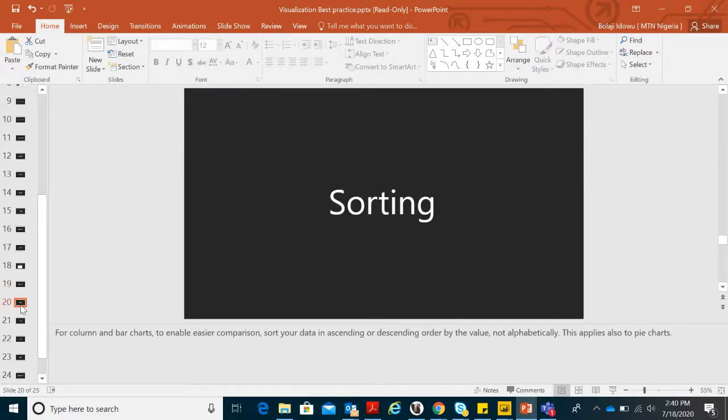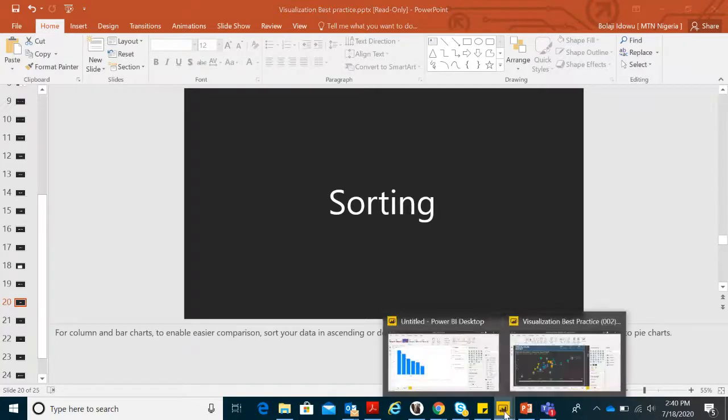Sorting: by sorting, we're looking at the fact that you're sorting your data either in ascending or descending order by the value, not alphabetically, especially when you're using pie charts. For column and bar charts, to enable easier comparison, it's better to sort in ascending or descending order. Let me show you what I mean by that. Here we are.